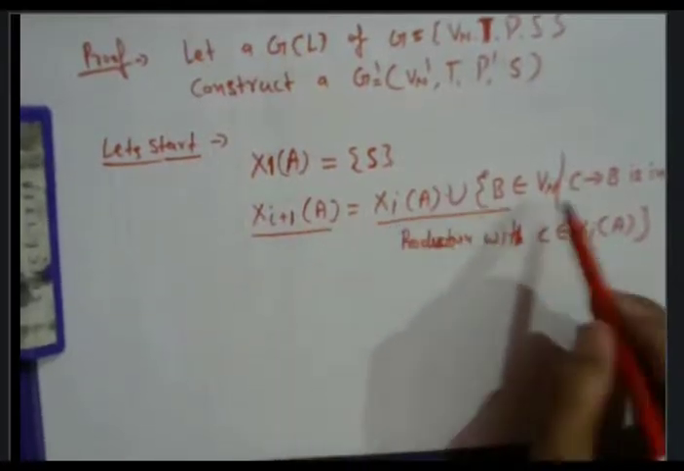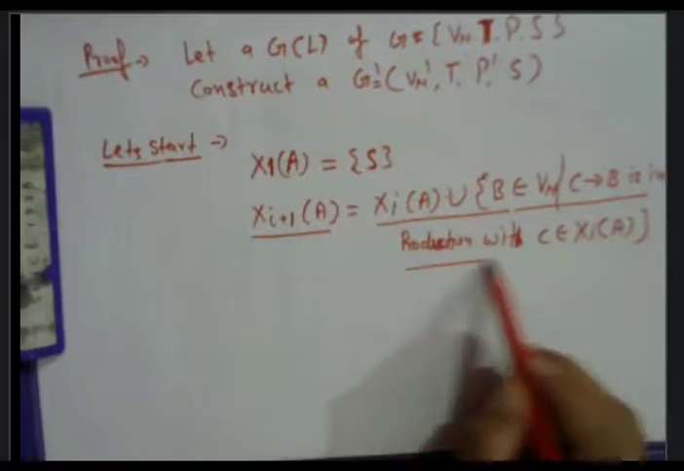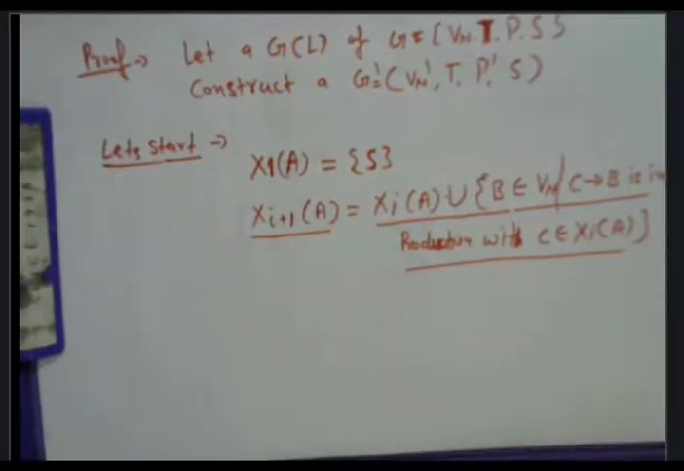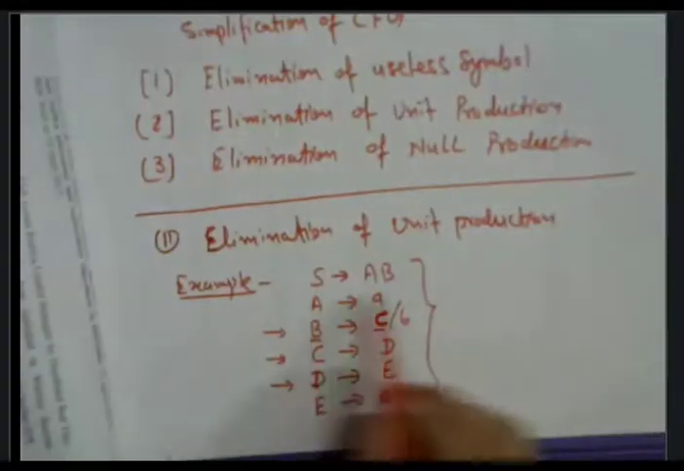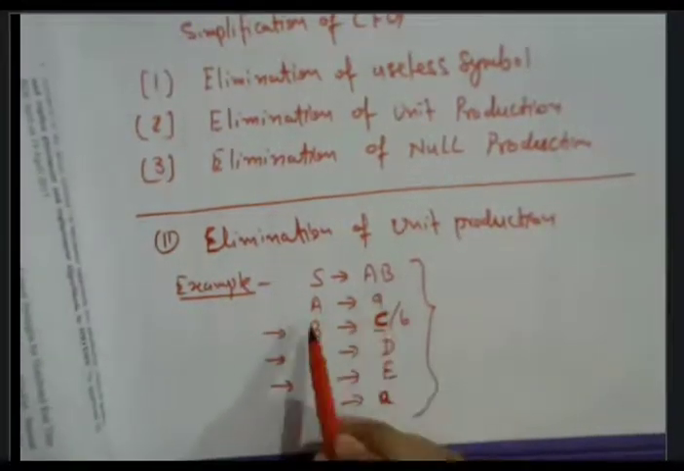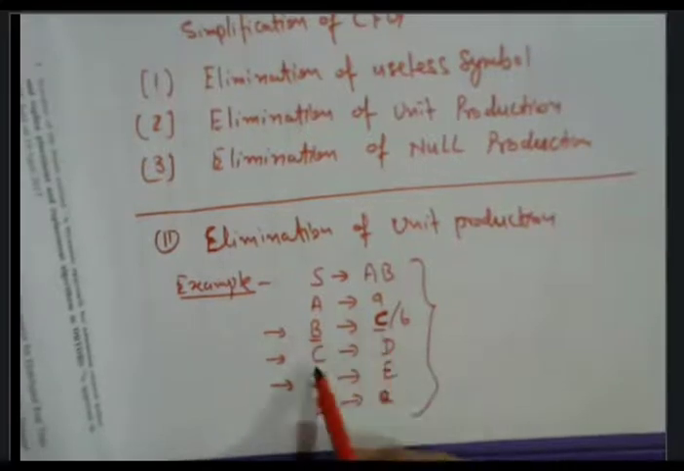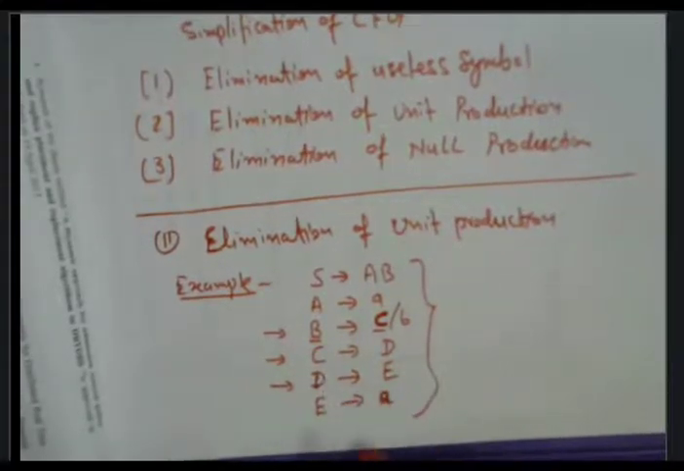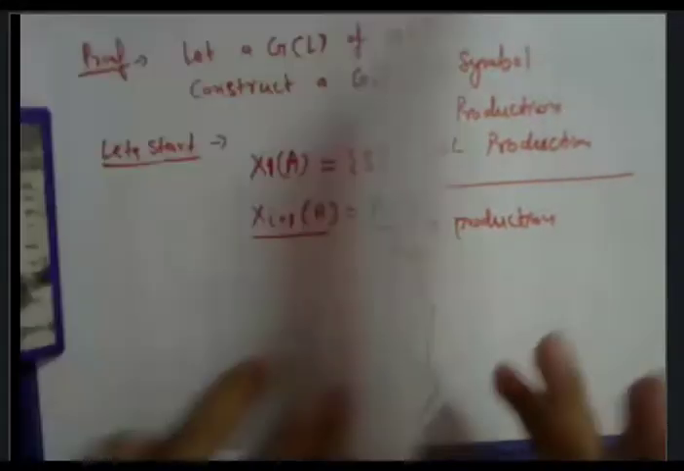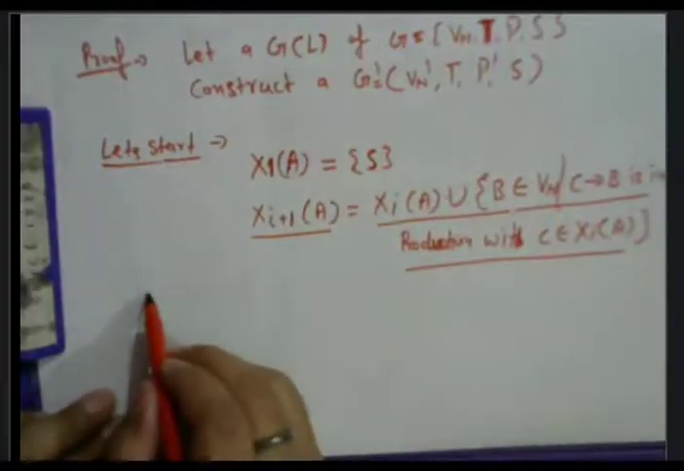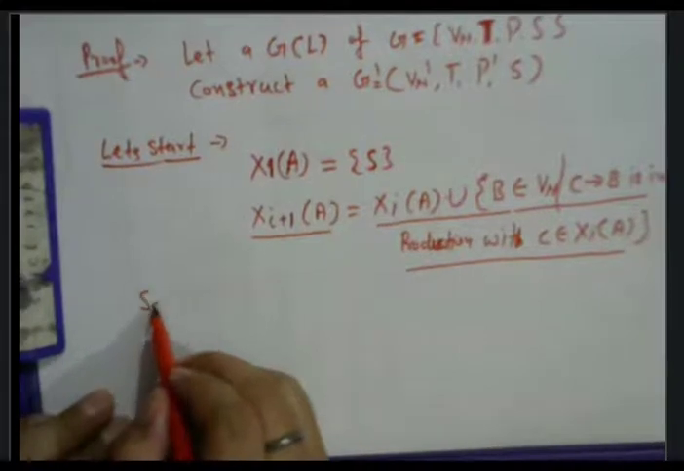If you apply this formula, then you can get the exact result of how to remove the unit production on the CFG. Now, taking the previous example which we already have written here: S tends to AB, A tends to small a, B tends to C, C tends to D, D tends to E, and E tends to A. Let's start solving it. Example solution.